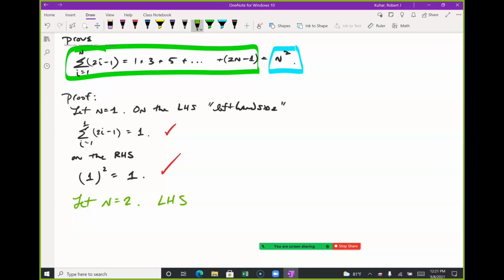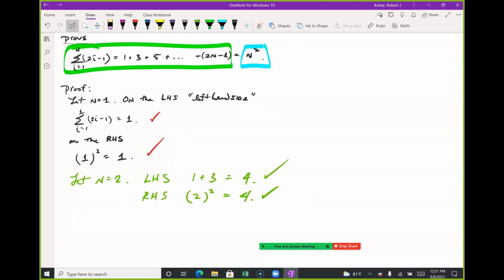The left-hand side is the sum of the first 2, that's 1 plus 3, which is 4. Let's see what happens on the right-hand side. I just have to use n squared, but for the second index. So the second index is 2, and 2 squared is 4. Okay, it worked.